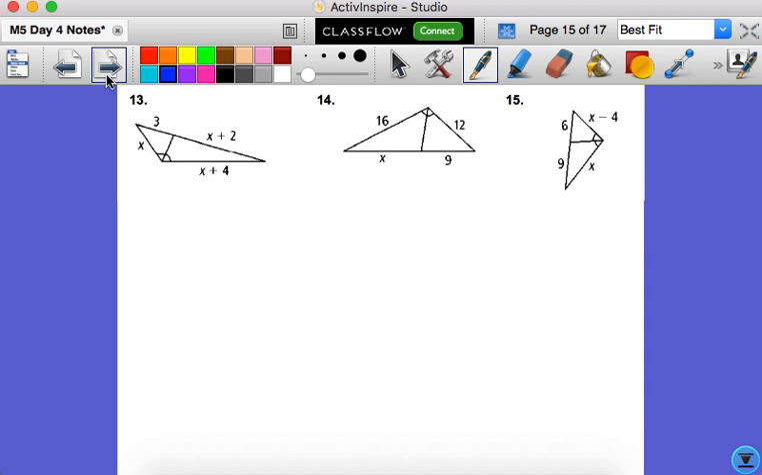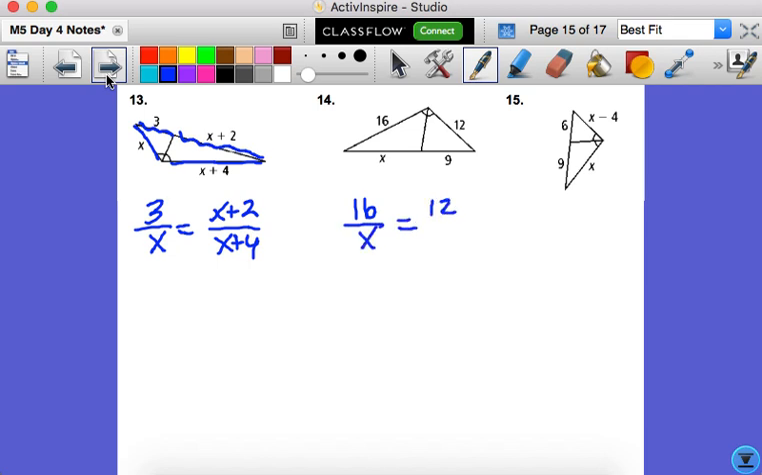These final few questions are going to go over the angle bisector theorem, which says 3 over x would equal x plus 2 over x plus 4. Or I could have said x plus 4 over x plus 2 equals x over 3. Again, consistency is key between the two ratios. So 16 over x would equal 12 over 9. And 6 over x minus 4 would equal 9 over x. Again, your setups could vary here, but we should end up with the same answer as long as you're consistent.